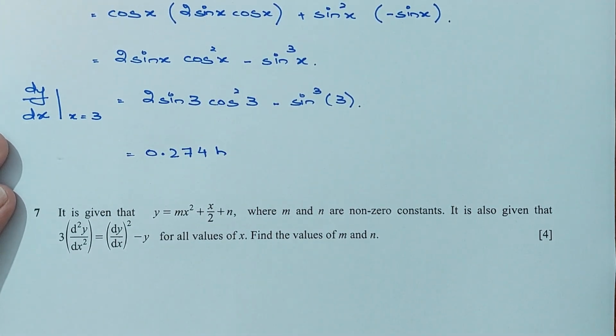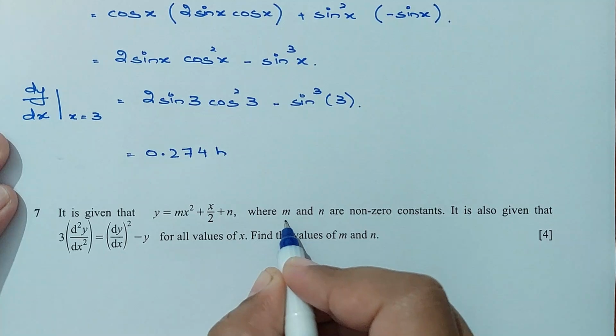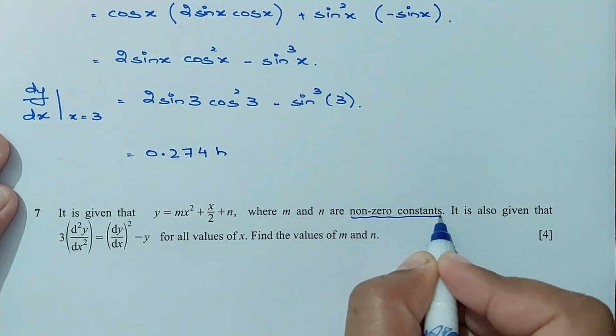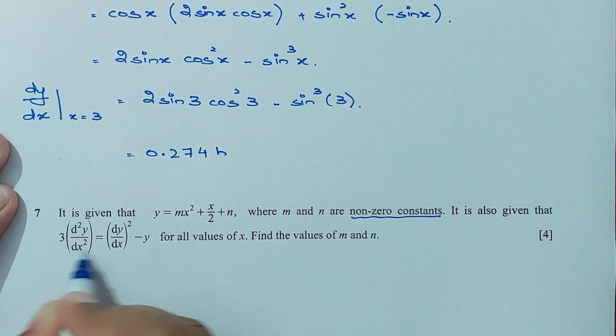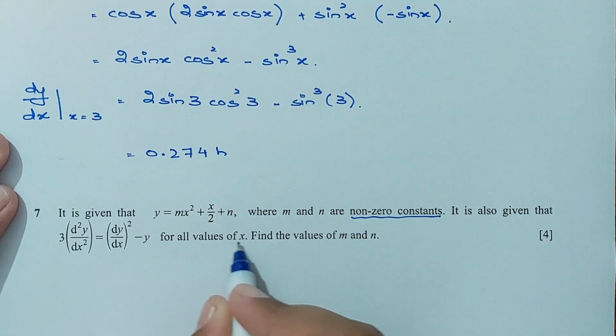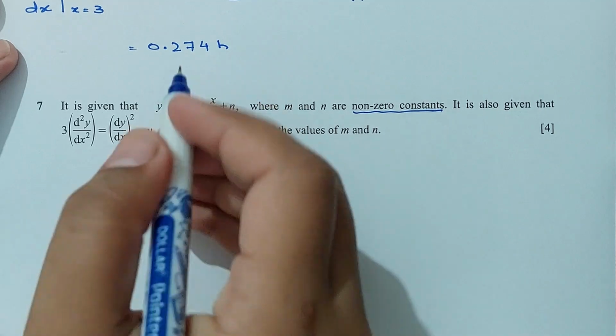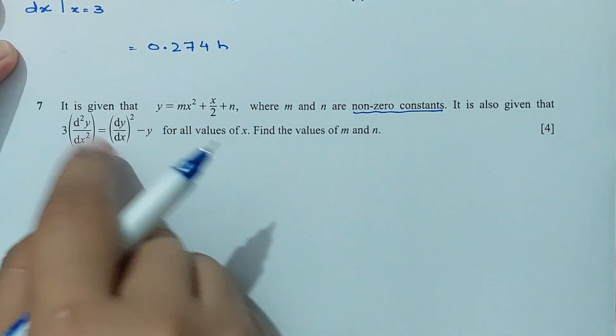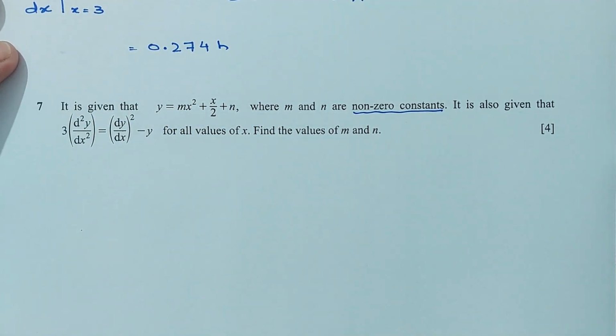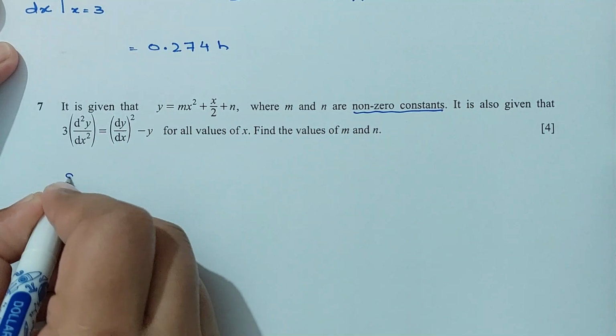Question number 7. It is given that y is this function where m and n are non-zero constants. It is also given that this holds for all values of x. Find the values of h, m and n. So here we are given y, the first derivative and the second derivative. So let me differentiate, finding the first and second derivative of y.